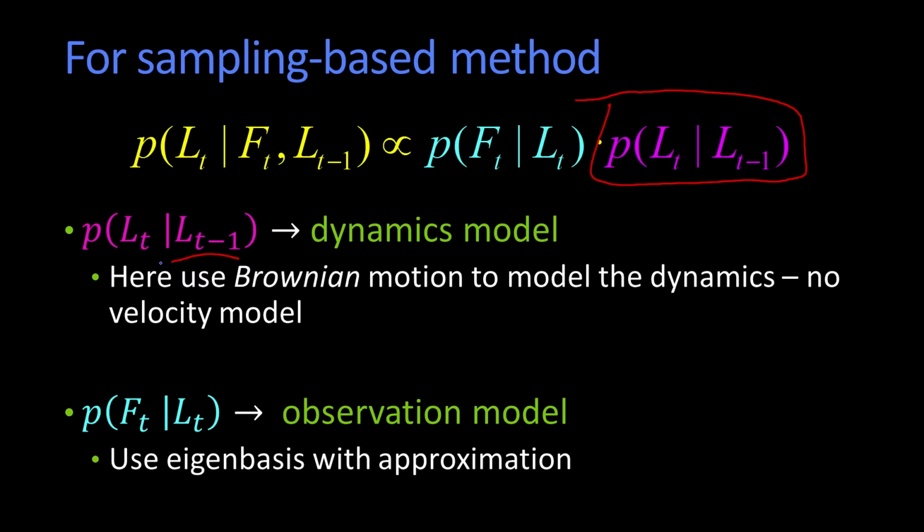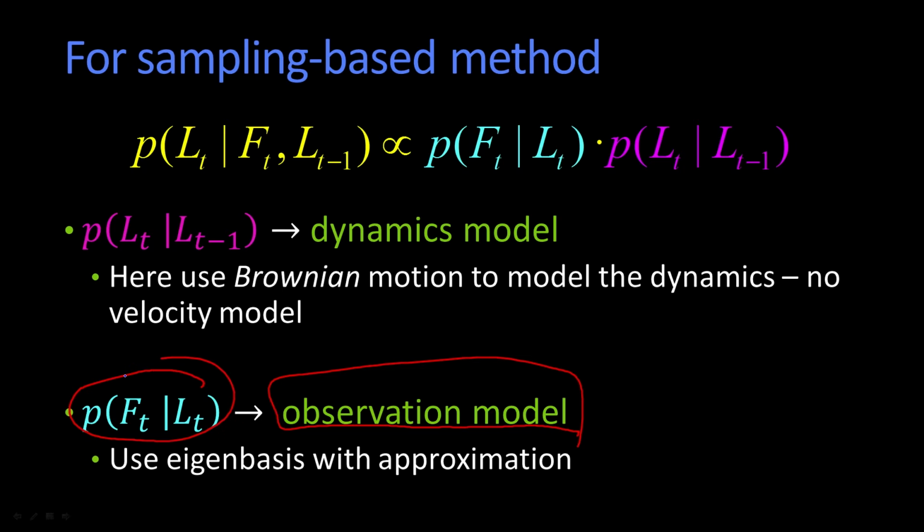But the new part that's kind of cool here is this observation model. This observation model is the probability of the observation given the state, given the location. And what they're going to do there is use that eigenbasis approximation. What that means is, if I can reconstruct this patch well from my basis set, that's going to be a high probability. And if I can't reconstruct it well, that's going to be a low probability. That's fundamentally the observation model that they're going to use.